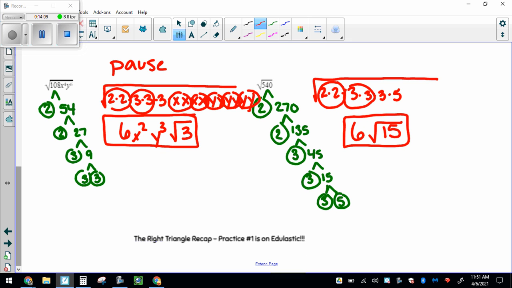All right, from here on out, the right triangle recap, practice number 1 is on Edge Elastic for you to try on your own.